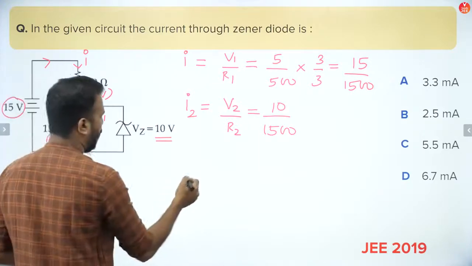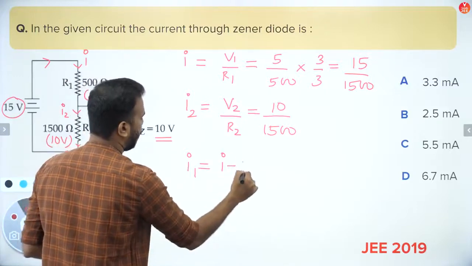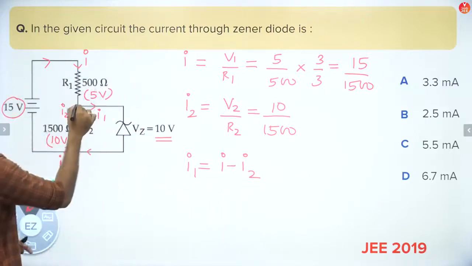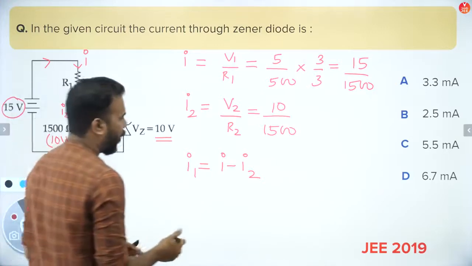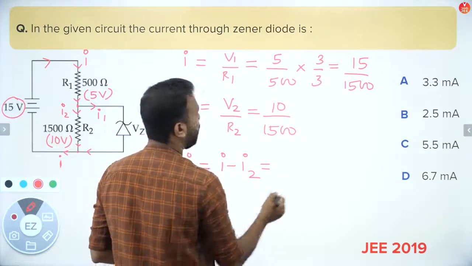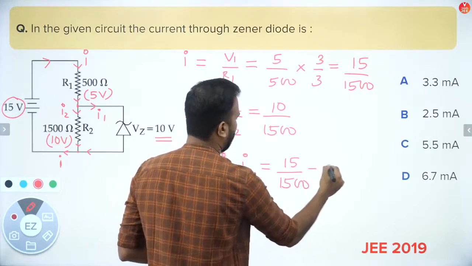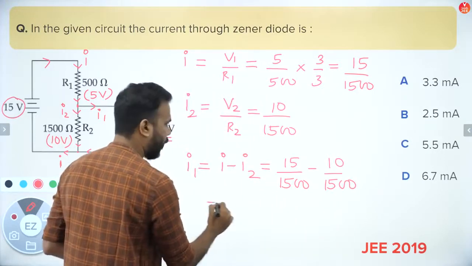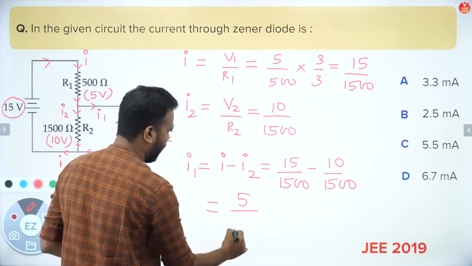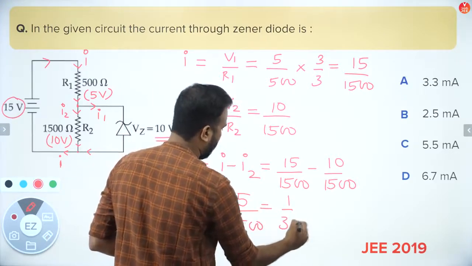Now you know that to find out the value of I1, we can say that it is I minus I2 by using the junction rule at this particular junction. Okay, so now what? I value, as you can see, is 15 by 1500, and this is 10 by 1500. So what do we get here? We have 5 by 1500. That means 1 upon 300 amperes.